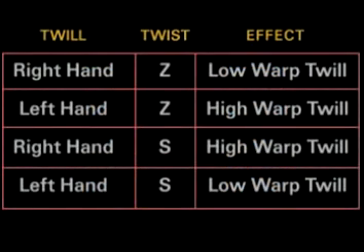The table shows the effect of matching the different twill directions with the yarn twist direction. The effect will be a more or less pronounced twill line. For instance, a right-hand twill and Z-twist gives the fabric twill line a low ridge or soft twill. A left-hand twill and Z-twist will give a higher ridge on the twill.